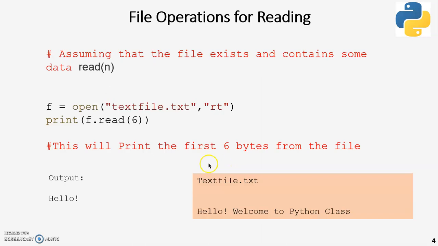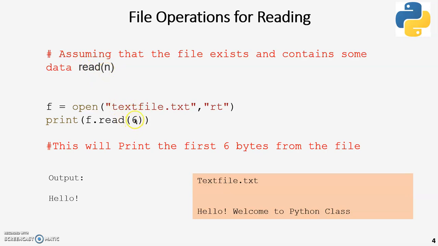Let's see it with a small example, where we assume the file exists and contains some data, and we are using read with n in the brackets. If I say f is equal to open text file.txt with rt, even if I don't write r or rt, it is all the same, because it is a readable mode. After this, I write print f dot read, and in the read function I mention n, the argument, as 6.